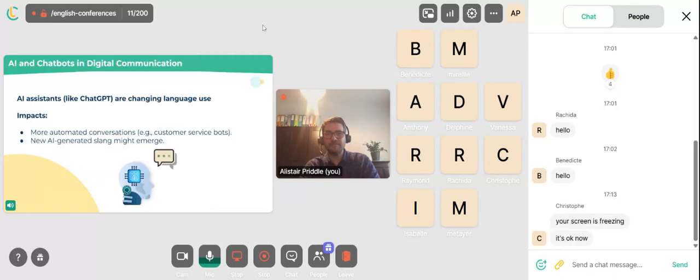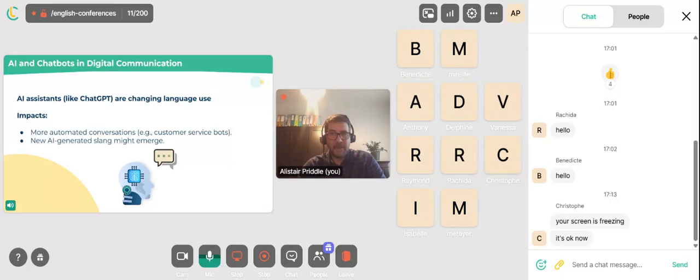So AI and chatbots in digital communication. AI assistants like ChatGPT are changing language use. So what are the impacts? There are more automated conversations, e.g. customer service bots. Okay, there seem to be a lot of these now. A lot of government websites seem to be using customer service bots. Are they better? Possibly not. But AI has had an impact already and it's changing language use.